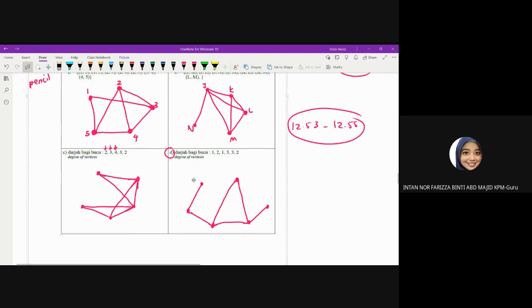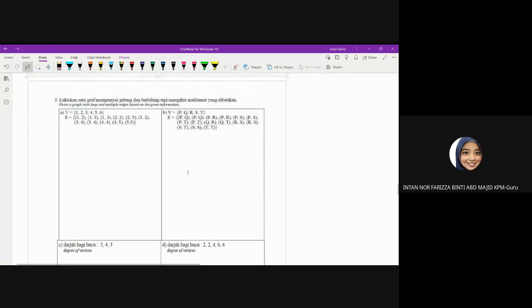Okay, let's look at question number 3. So question number 3, you have to draw a graph with loops and multiple edges based on the given information. So the first one, you are given 6 vertices. Okay, let's label that 1, 2, 3, 4, 5, and 6. We just follow the edges given here. 1, 2, connect it together. And next, 1, 3, connect. 1, 3. You see you have 1, 3 double here. That means it is a multiple edge.